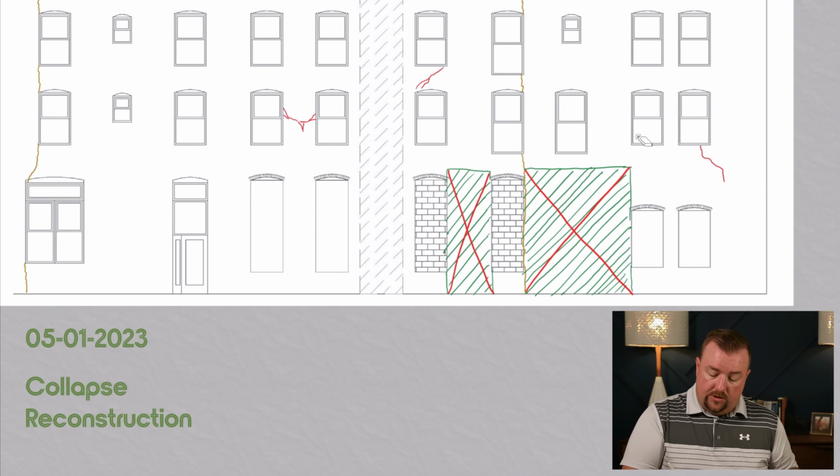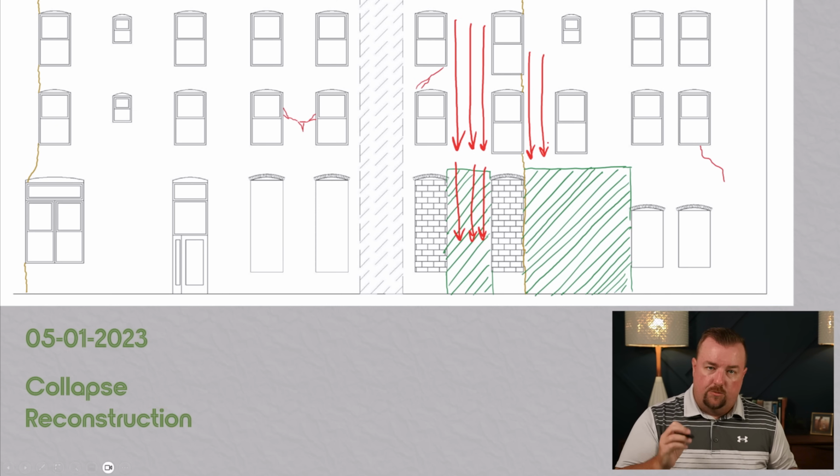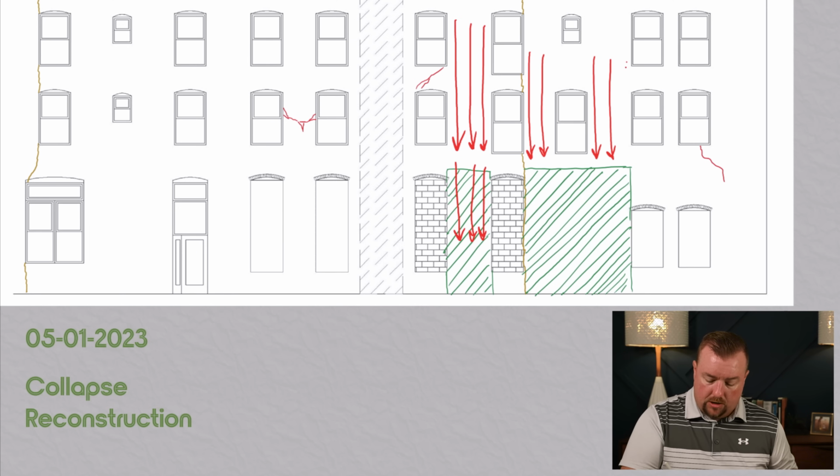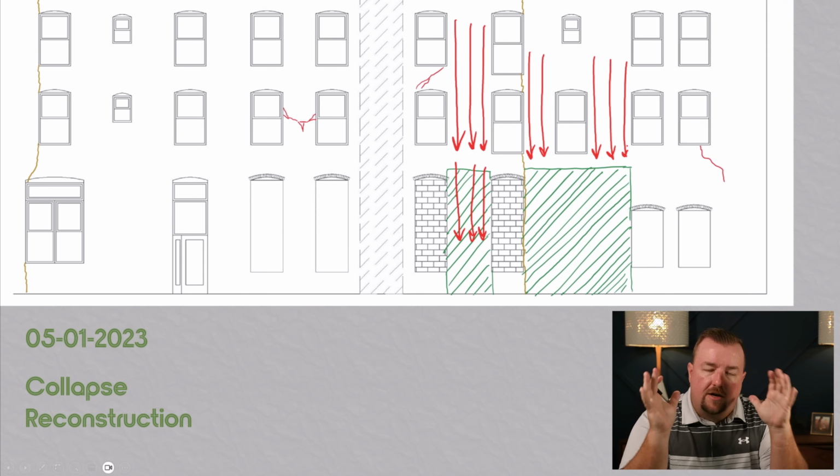And there's no instruction for how to transfer load. So all this load from this brick pilaster needs to transfer down into your new CMU. But there is a very careful procedure for how to do this. And it starts with getting all of the weight off of the brick.